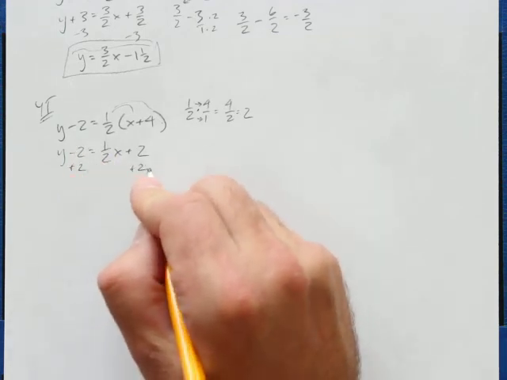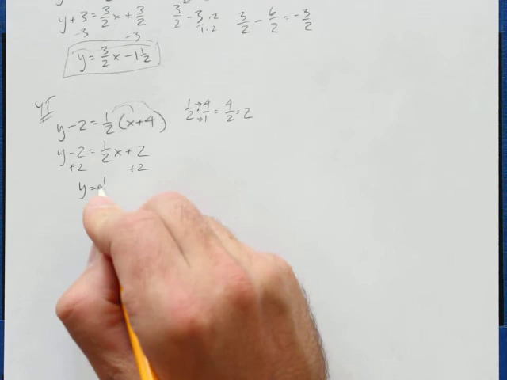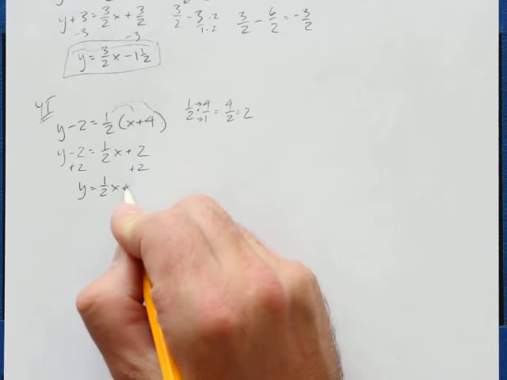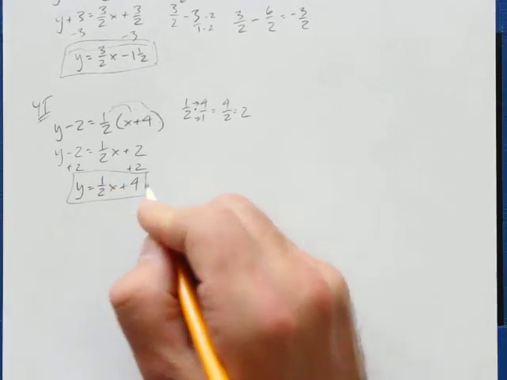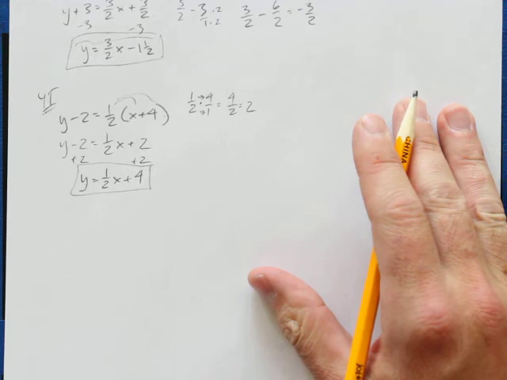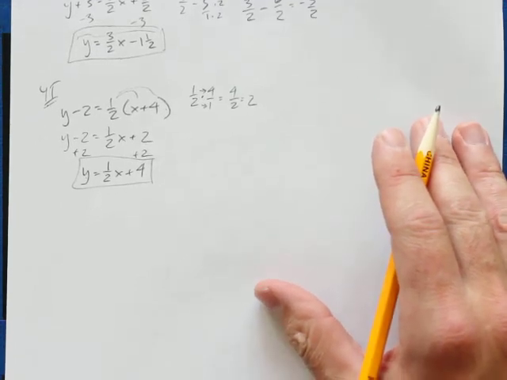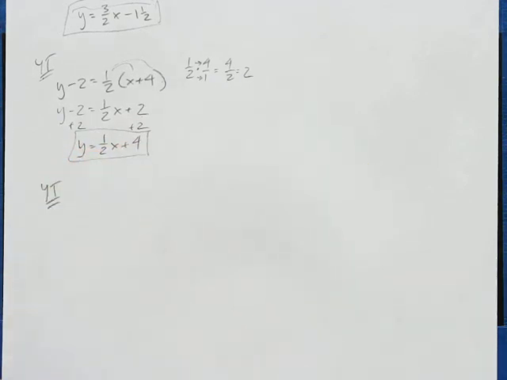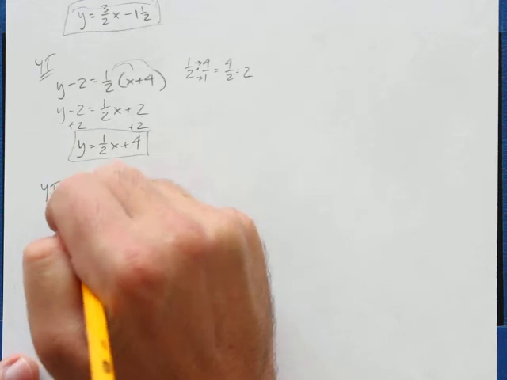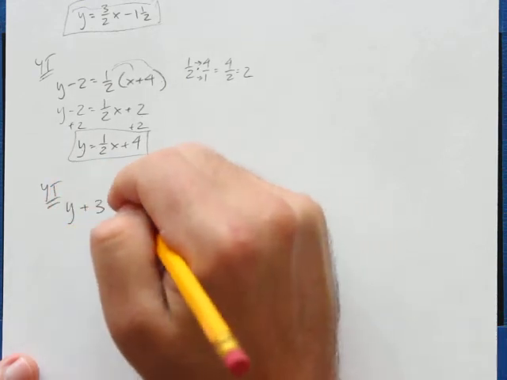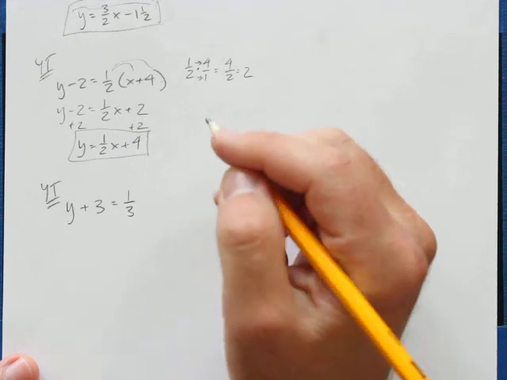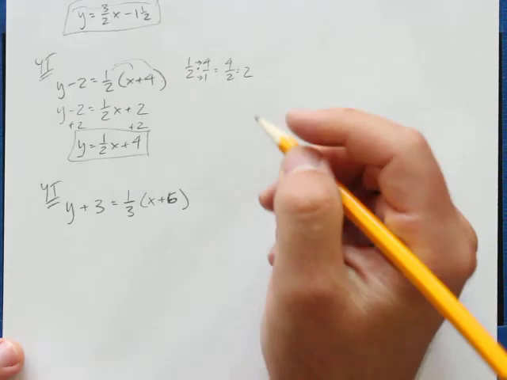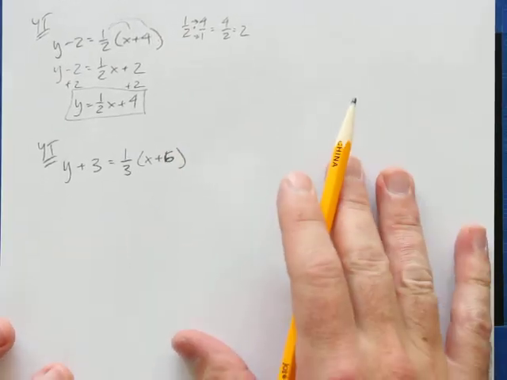Add 2 to both sides, so y can be by itself, like he likes. He likes to be alone. Y equals 1 half x plus 2 plus 2 is 4. There is my answer. All right, let's do one more u-try. And then that'll be the end of our notes for this section. Y plus 3 again equals 1/3 x plus 6. Okay, go ahead and pause, get this one done, and then we'll look at it together.